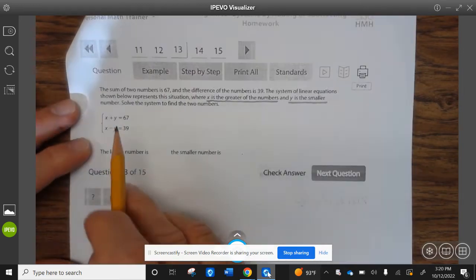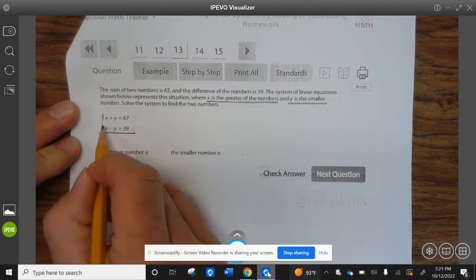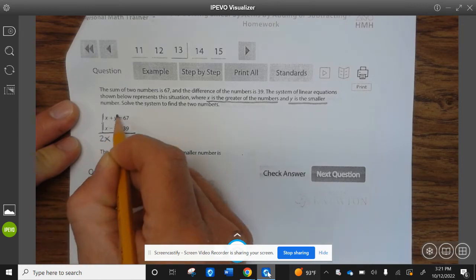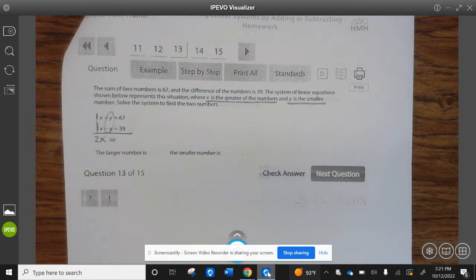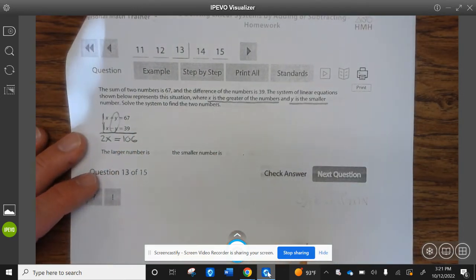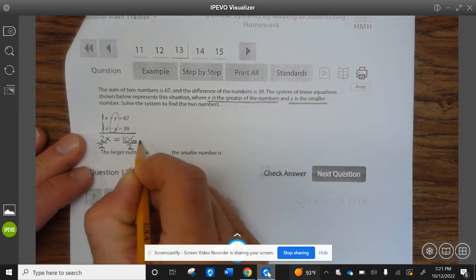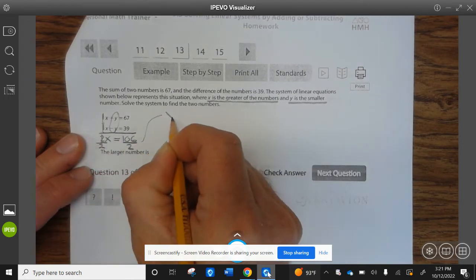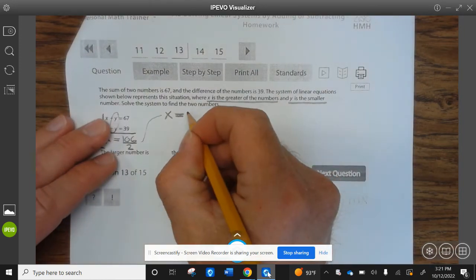Okay, so it looks like right off the bat, we can eliminate the y's. So 1x and 1x is 2x. Y minus y is 0 equals 67 plus 39 is 106. Okay, so we're going to divide both sides by 2. So x equals 53.